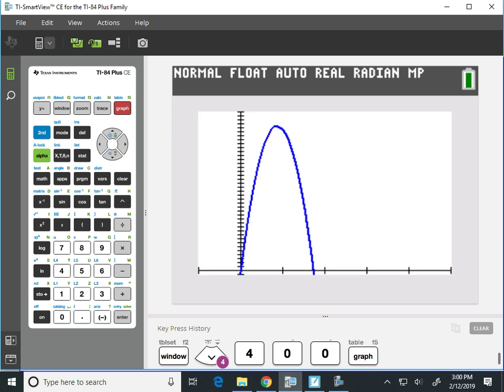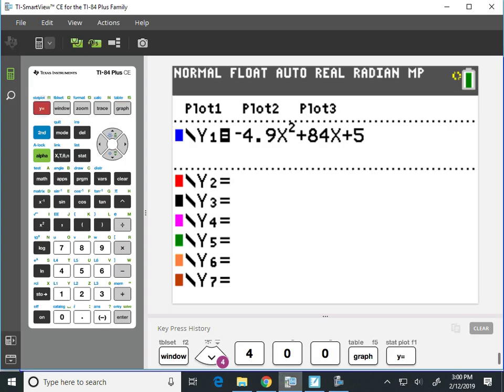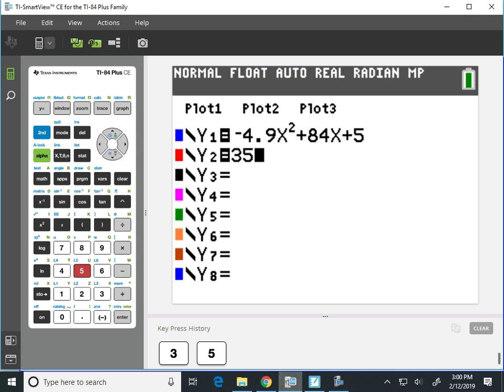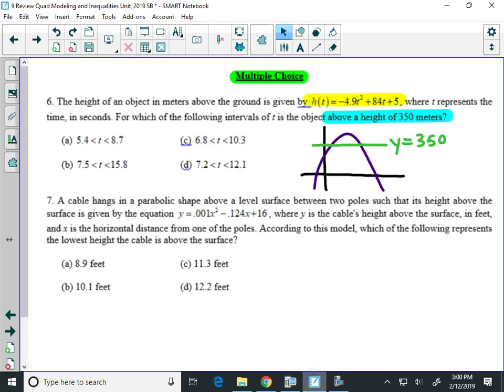Okay, so there is our parabola, and we want to know where our graph is higher than 350. So what that means is, once I sketch this here, I want to know where the graph is above the line y equals 350. So I need to first graph y equals 350 on the same axis, because then I'm going to be able to find the area, which I'll show you on the picture here.